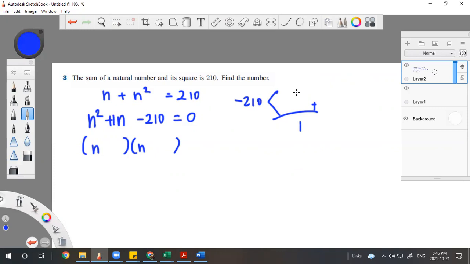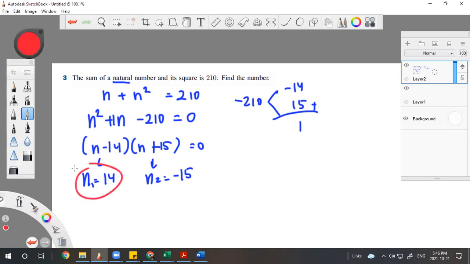If you cannot check, you can use the formula, right? 210 divided by 15. Oh, I got it. Negative 14 and 15. Okay, so again, you need to do the guessing and checking. 14 and 15 equals 0. So the first possibility is 14, and the second possibility is negative 15, right? Since a natural number is a number that is more than 0, it's 1, 2, 3, 4, 5. So you pick this, right? And again, if you don't get this number, you do the guess and check, right?